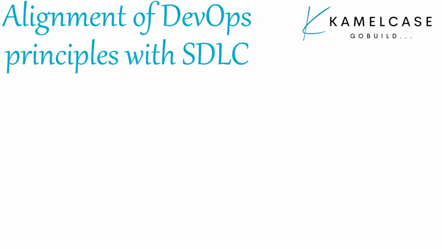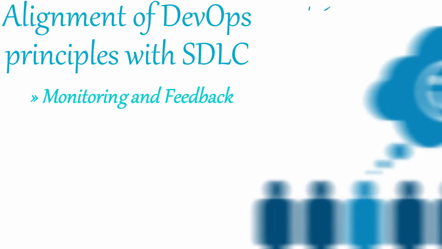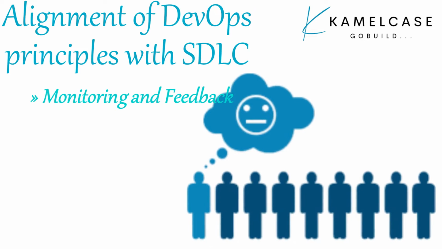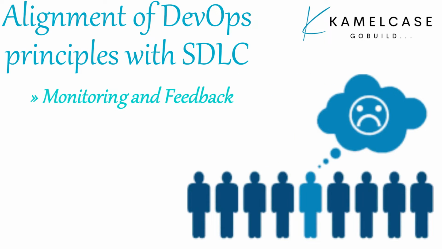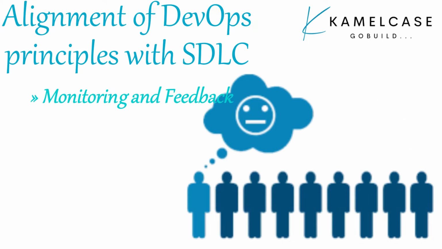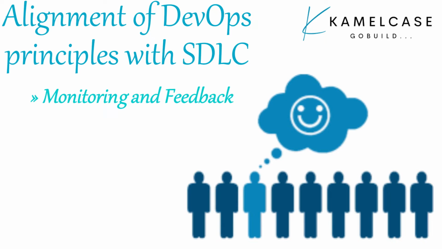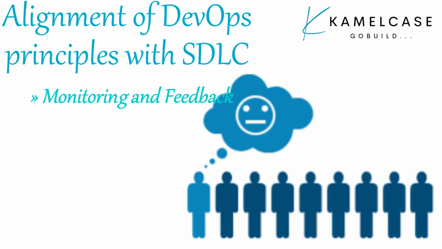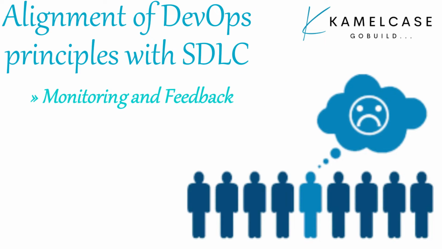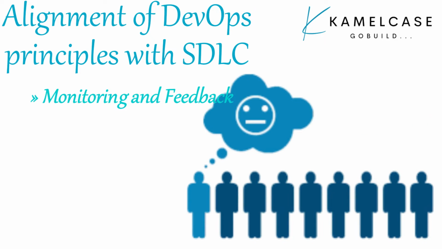Now, without further delay, let's move to the next principle of monitoring and feedback and see how this aligns with the SDLC process. Monitoring and feedback provide insights and data to improve SDLC processes continually. For example, in the SDLC's operations and maintenance phase, monitoring tools collect performance and error data from the production environment, helping teams identify and address issues promptly.